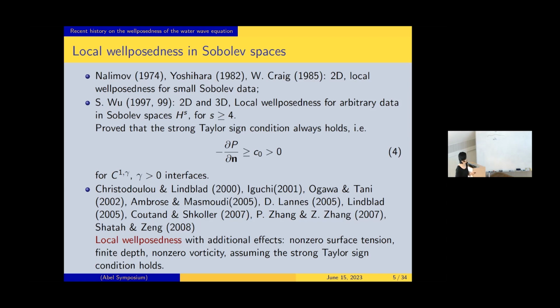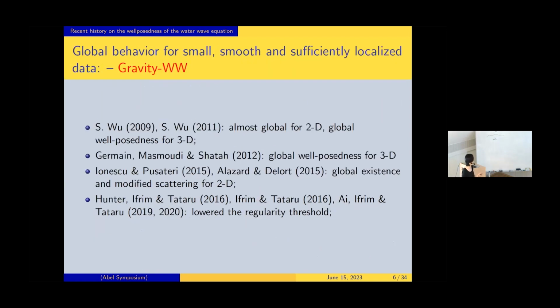This work has been extended in many directions. For example, you can add surface tension, you can also deal with a bottom, as long as it doesn't intersect the interface, and you can also have non-zero vorticity. But in all these cases, you need to assume that the Taylor sign condition holds, because in all these cases the Taylor sign condition doesn't hold automatically. As long as the Taylor sign condition holds, then you can solve the equation for a short period of time in Sobolev spaces.